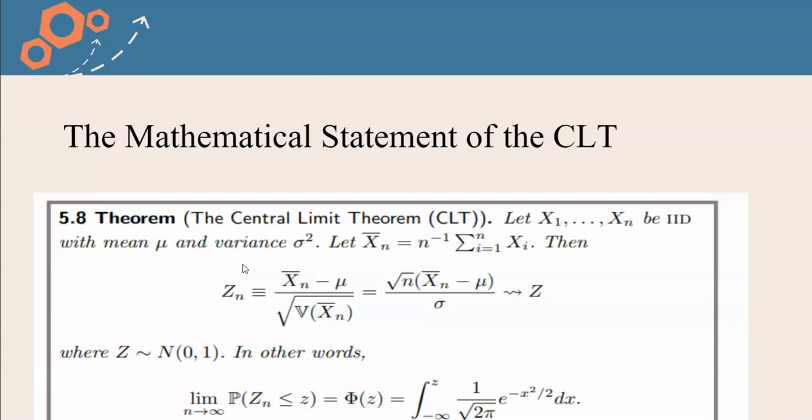And at the bottom of the slide, you can see another way to express this relationship: the limit of the CDF, the cumulative distribution function of Zn, will converge to the CDF of the standard normal distribution. Okay, so this is the mathematical form of the CLT, but what exactly does it tell us in plain English?